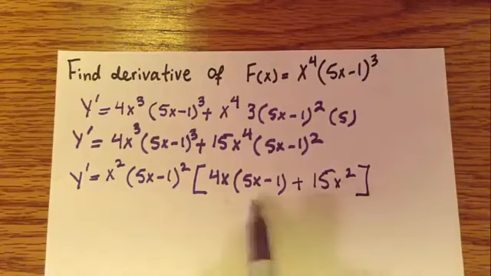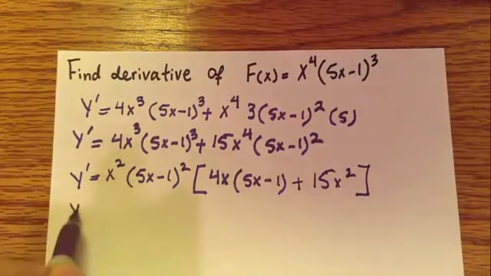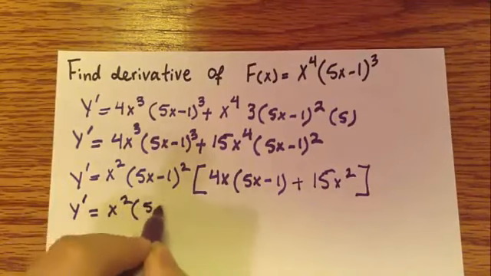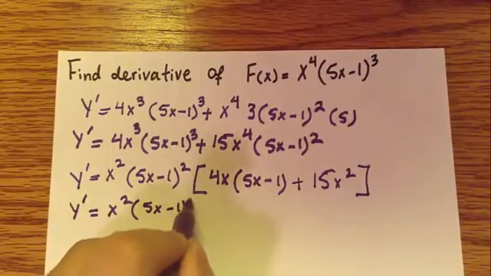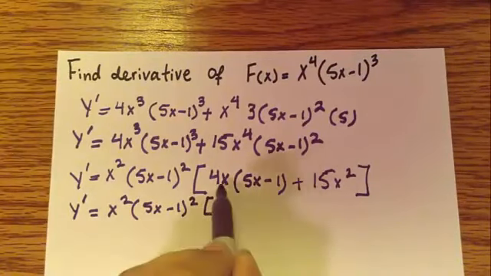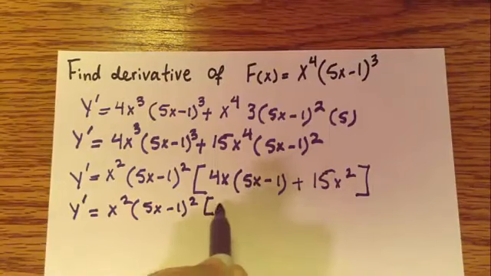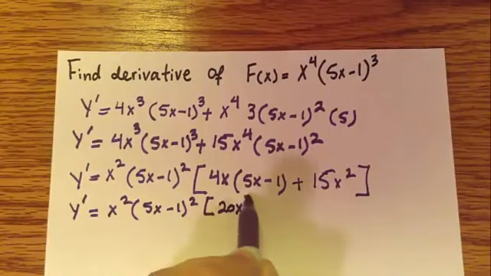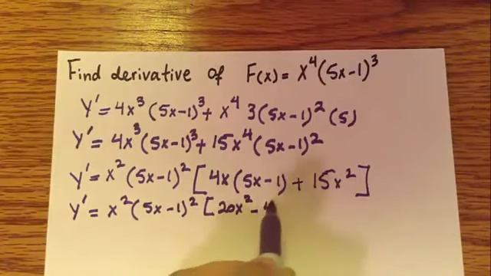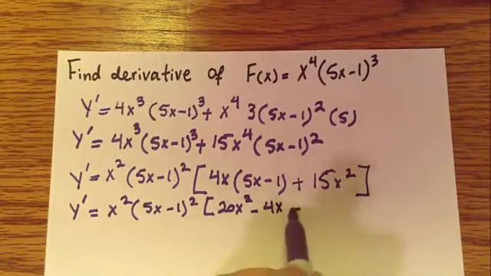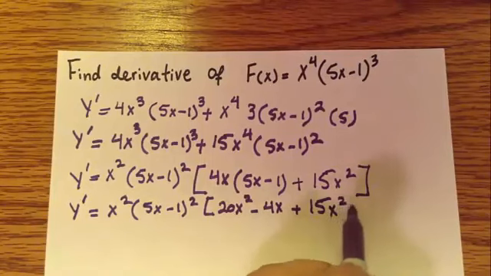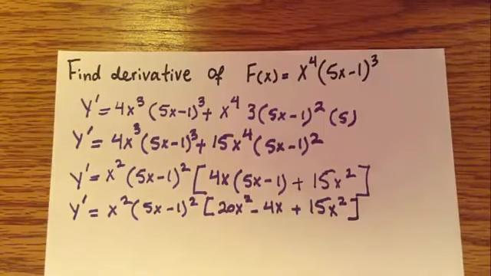Now let's see, maybe we can simplify here a bit more. So y prime equals x squared times (5x minus 1) squared times, let's see here, 4x times 5x, I'm going to get 20x squared, and then 4x times negative 1, I'm just going to get negative 4x. Then I'm going to have plus 15x squared.